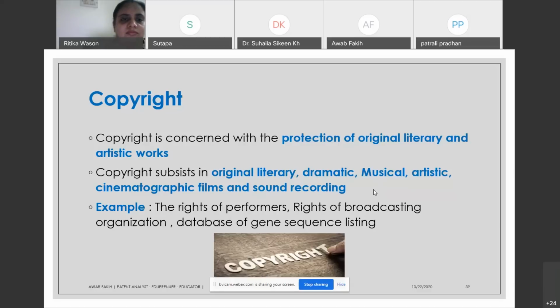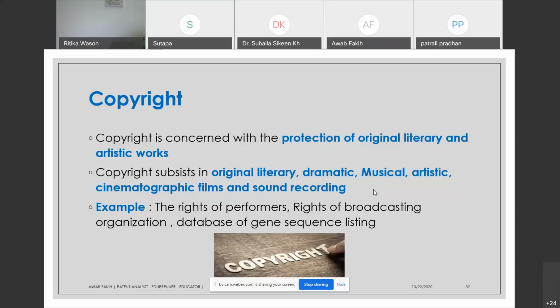Copyright is concerned with the protection of original literary and artistic work. Copyright in original dramatic and musical work is very, very important. When we talk about the Copyright Act, it was formed in 1957, my dear friend, but it came into effect from January 1958. It was 1957, but by the time it came into effect, it was January 1958.